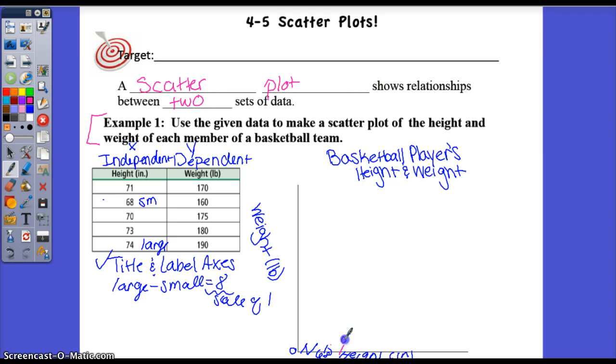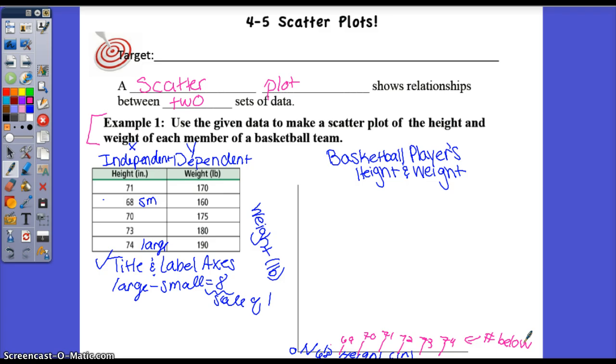69, 70, 71, 72, 73, 74. Now I typically would go below, but since just the screen doesn't go that low, that's why. So typically put your numbers below for your graph.